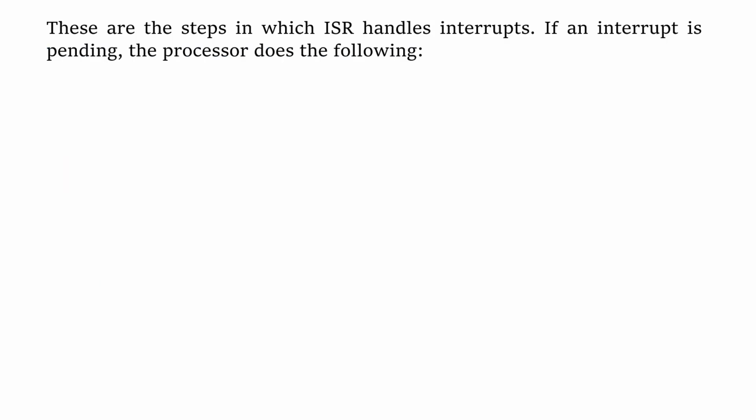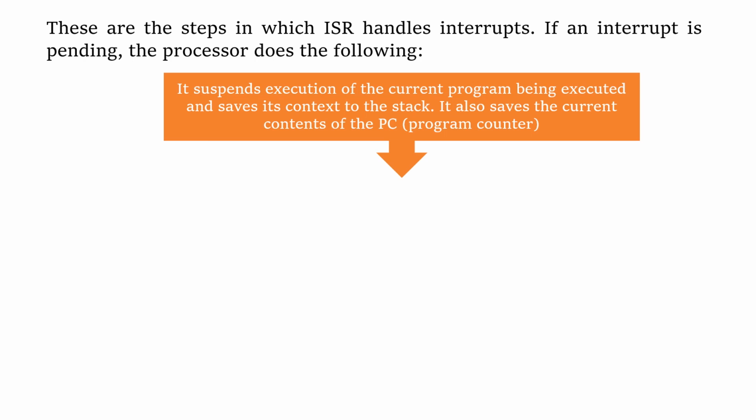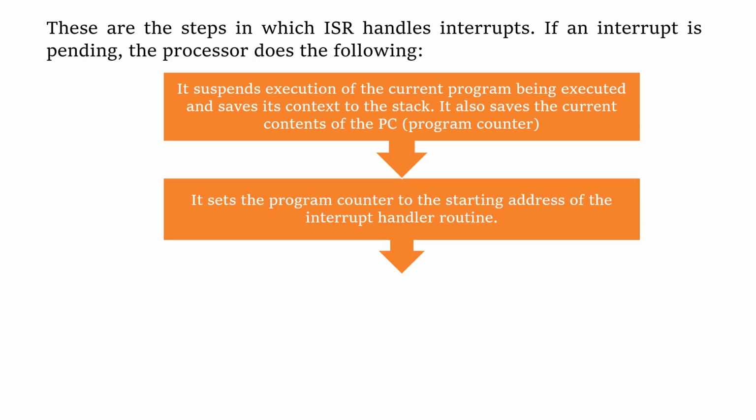The following are the steps in which the ISR handles the interrupts. If an interrupt is pending, the processor does the following. It suspends the execution of the current program being executed and saves its context to the stack. It also saves the current contents of the program counter, which stores the address of the next instruction to be executed. That we already know.